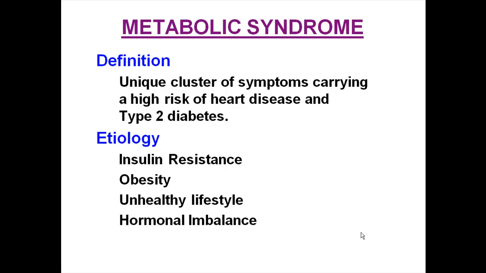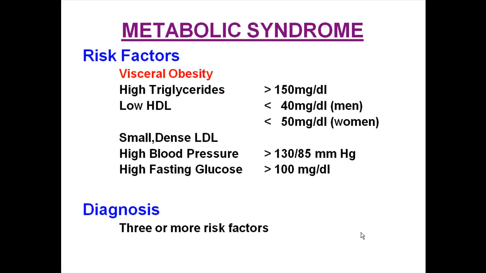I just wanted to introduce you. We will talk about this when we get into heart disease also, but just to introduce, metabolic syndrome is an assessment tool that's used to determine risk for some diseases, especially heart disease and type 2 diabetes, because some of the causes of metabolic syndrome are insulin resistance, obesity, unhealthy lifestyle, and hormonal imbalance. So these can all relate to metabolic syndrome. But some of the risk factors of metabolic syndrome, and you can see I've reddened visceral obesity, because visceral obesity is one of the indicators of metabolic syndrome, along with some of the blood levels.